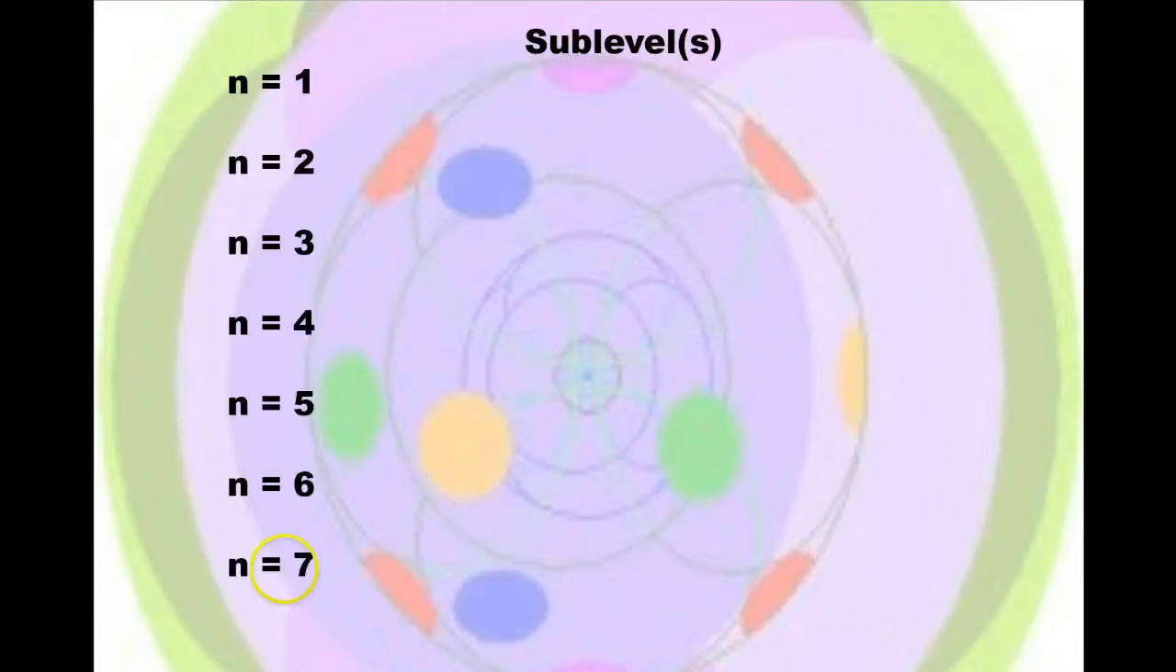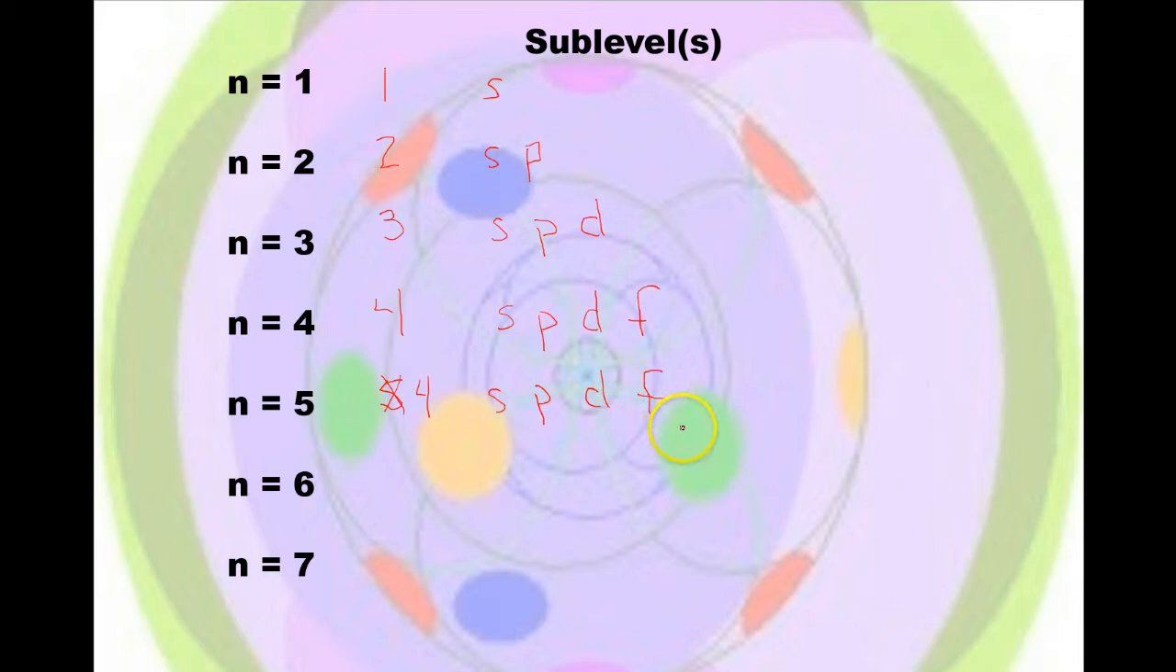So we have n equals 1. That means that we have one sublevel, and that sublevel is the s sublevel. n equals 2, we have two sublevels, and in order of energy, we have the s and the p. In the third energy level, we have 3, the s, the p, and now we have the d. And in the fourth energy level, there are 4, the s, the p, the d, and the f. In the fifth energy level, we would, in theory, have 5. In actuality, there are only 4, the s, the p, the d, and the f. And that's the same for the fifth, the sixth, and the seventh energy levels.